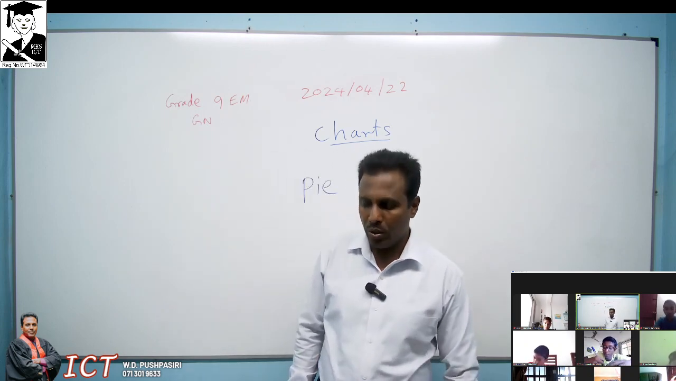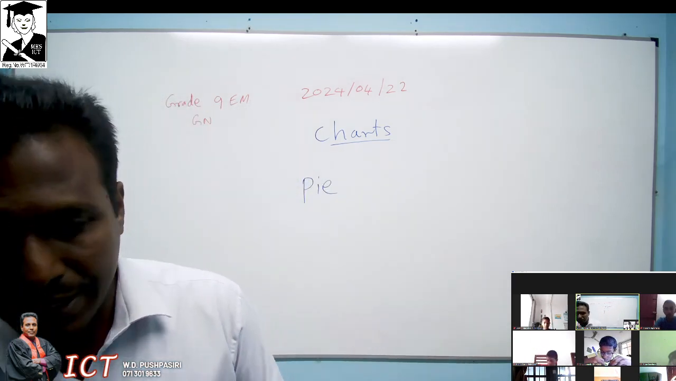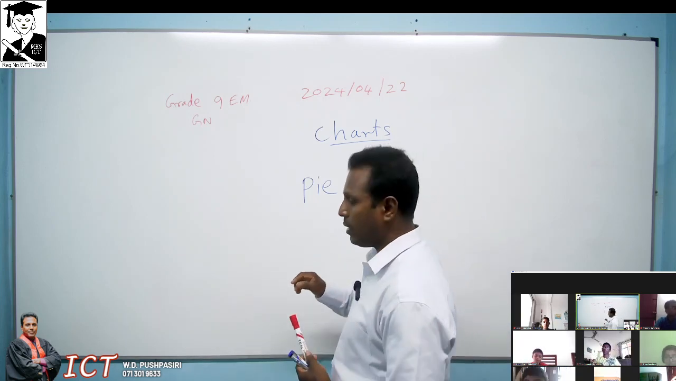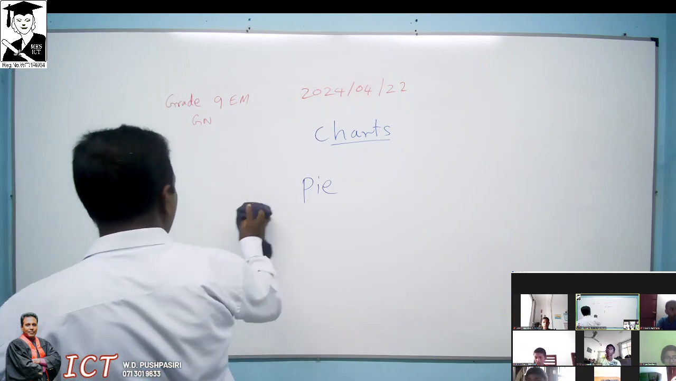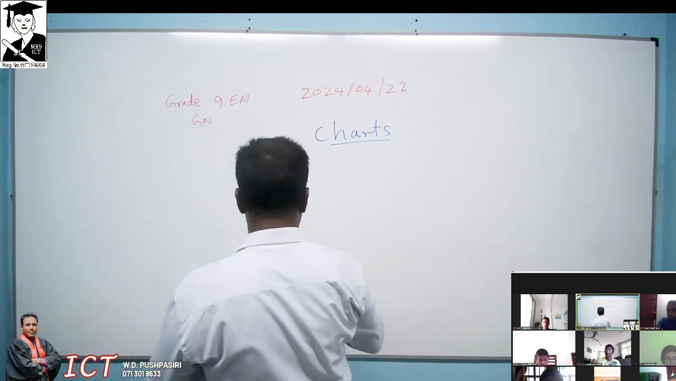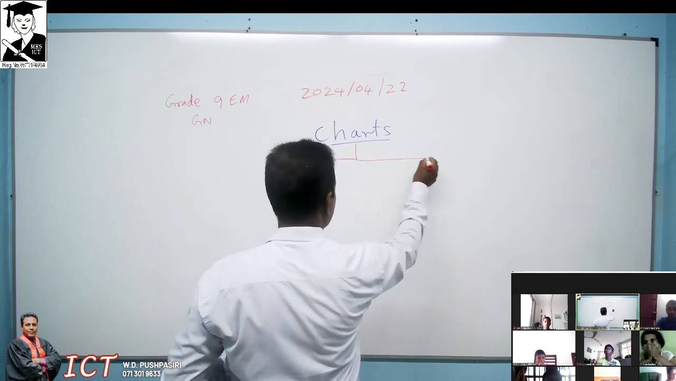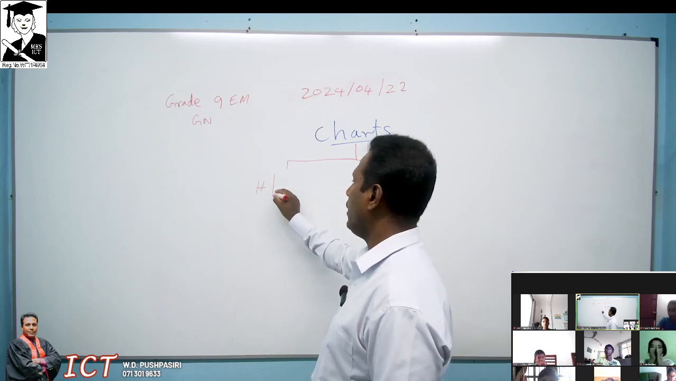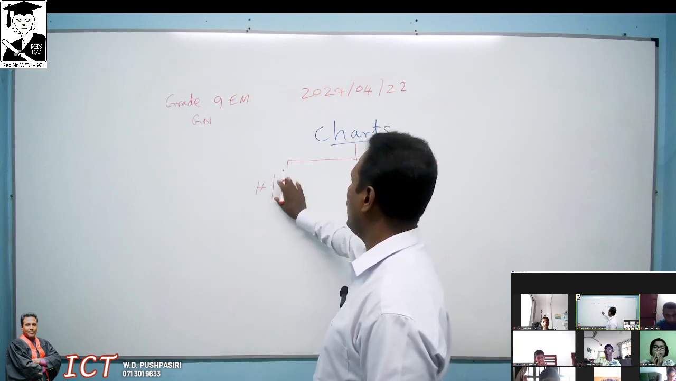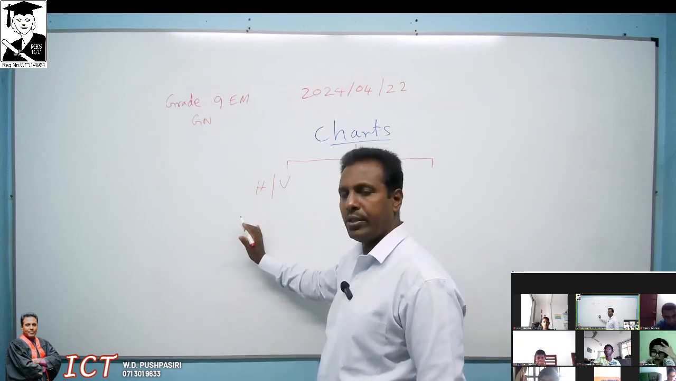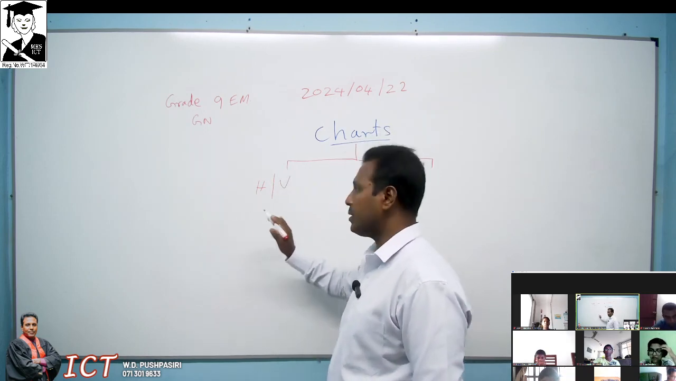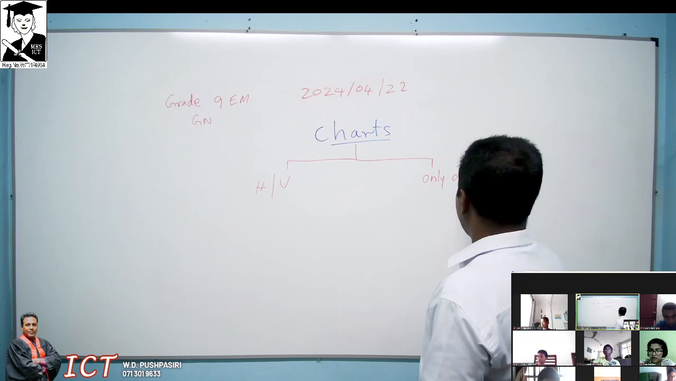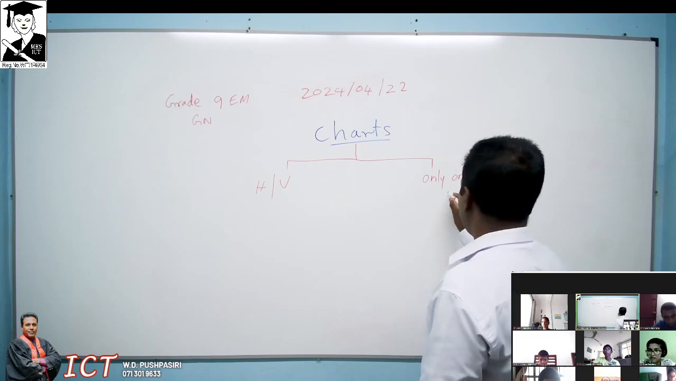Then I will explain a few chart types. There are basically two main categories in charts. One type is where both horizontal and vertical can be seen in the chart. The other type is where only one side can be seen.